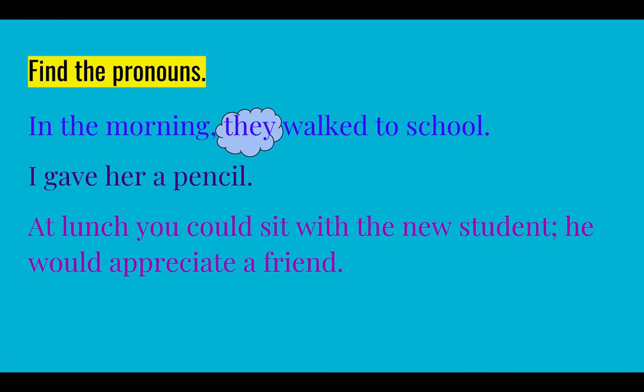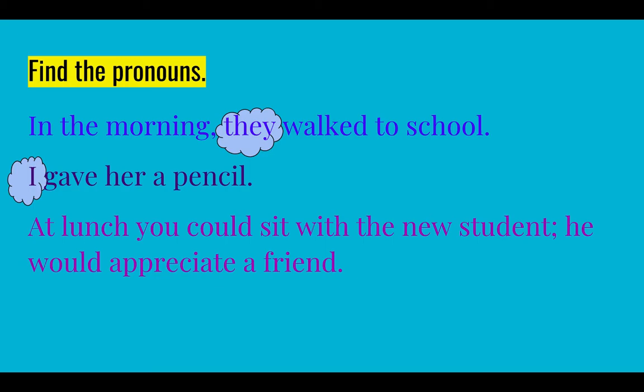Let's look at another sentence. I gave her a pencil. This sentence has two pronouns. The first one is our subject pronoun, I. I gave her a pencil. Now, we use I because it's at the beginning of the sentence and it's a subject pronoun. I would never say me gave her a pencil. That would be completely ridiculous. That's why those words matter, which form you're using.